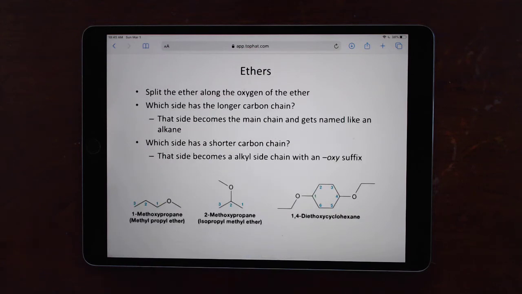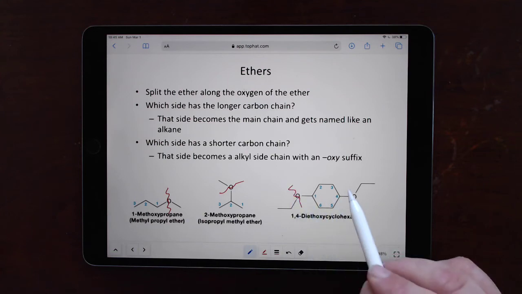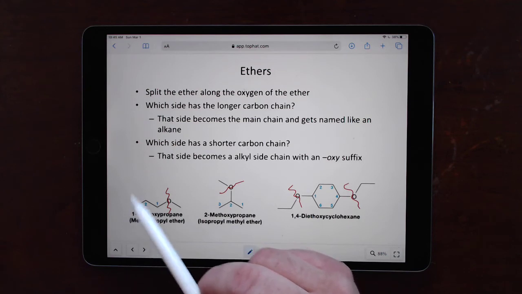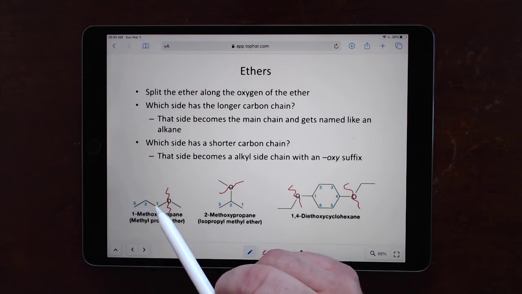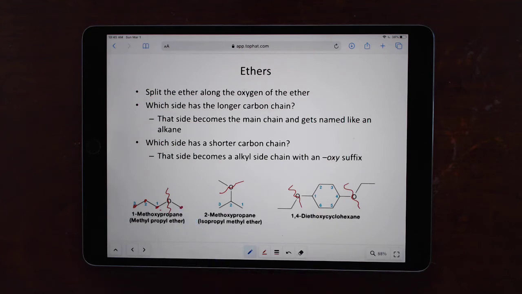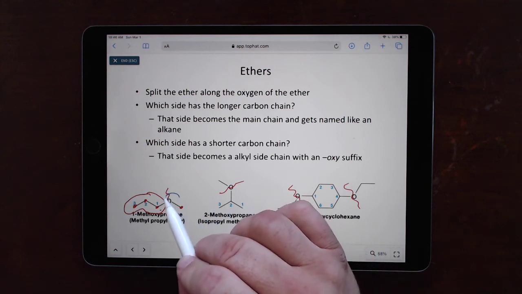Now ethers, this is where we've got the carbons on either side of the oxygen. For this one, it gets a little more complicated, because what you want to do is take where the oxygen is, and split it like that. So you look on this side, see which has the larger carbon side. This side has 3 carbons, this side has only 1 carbon. So this is going to be your main chain, and this side becomes your side chain.